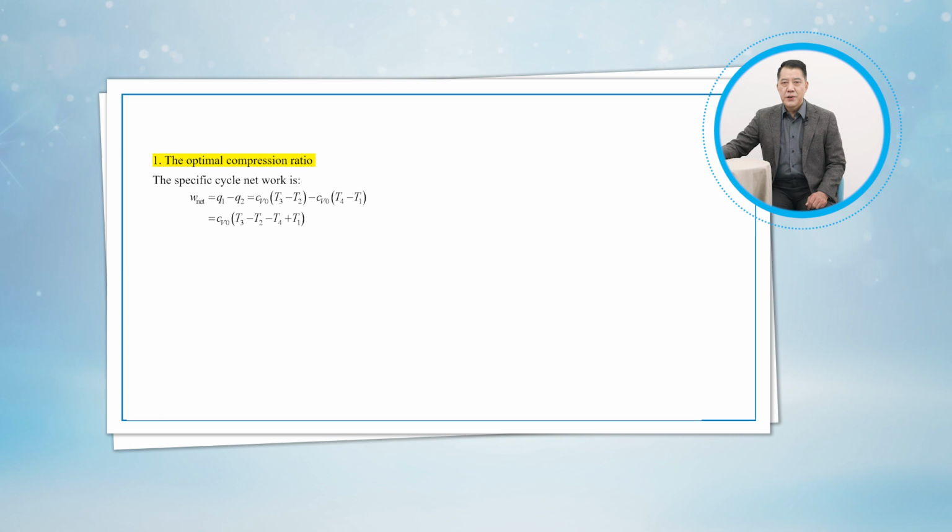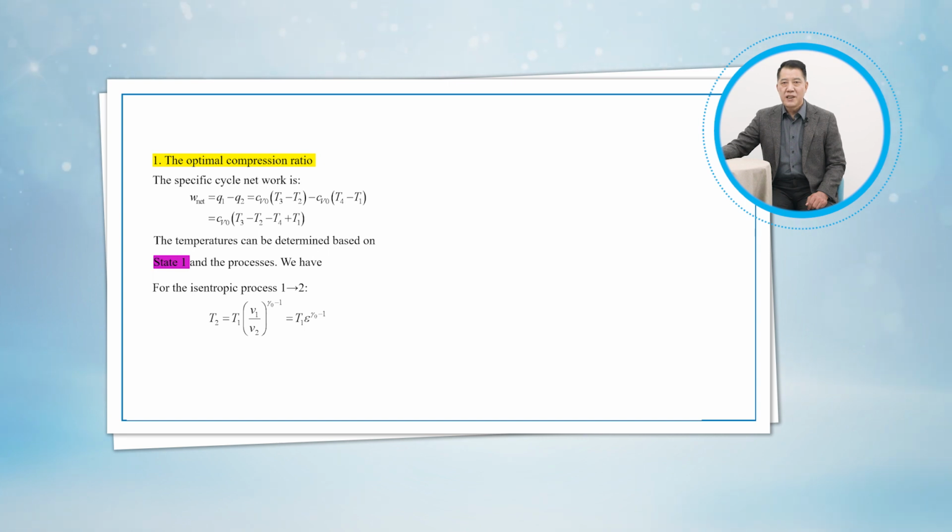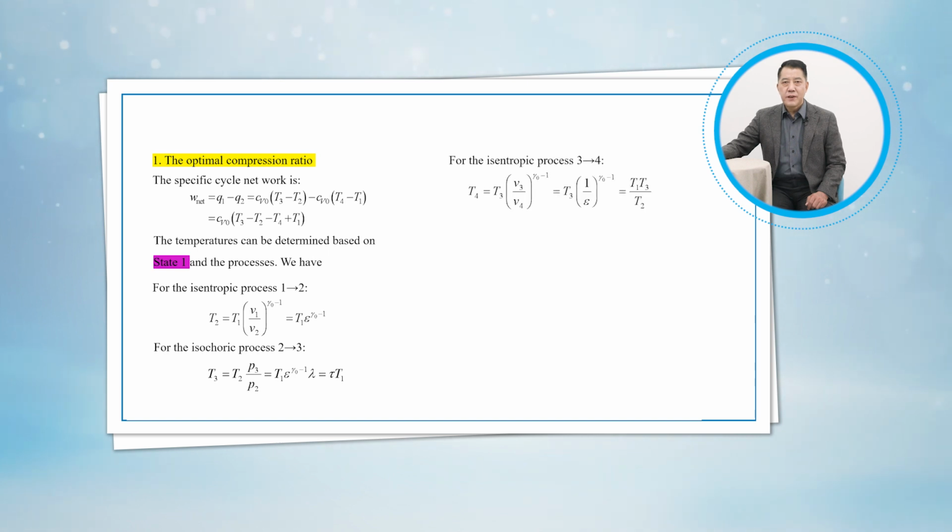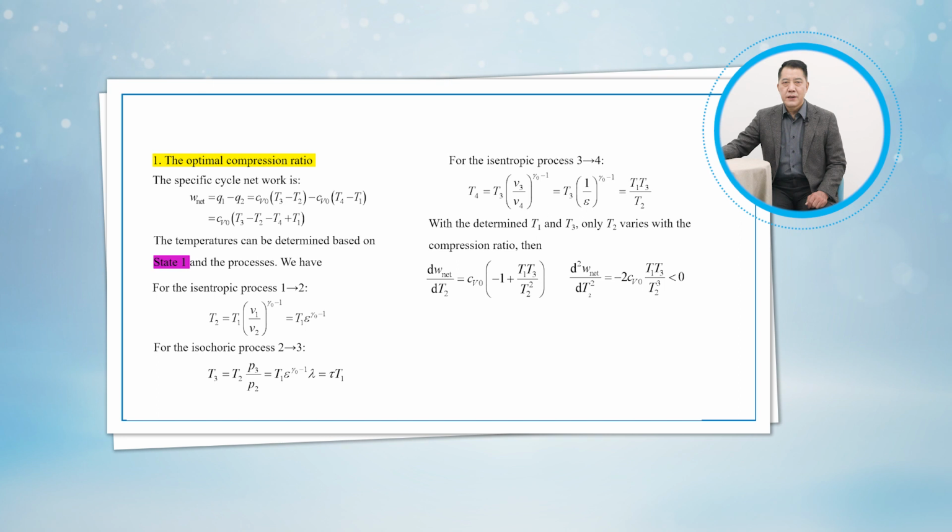Following the process for the analysis of the dual cycle, we can obtain the optimal operation properties. The cyclic specific net work and the temperatures can be determined based on state 1 and the processes we have. For the isentropic compression process, state 1 to state 2, we have this relation. For the isochoric heat addition process, state 2 to state 3, we have this relation. For the isentropic expansion process, state 3 to state 4, we have this relation. With the determined T1 and T3, only T2 varies with the compression ratio.